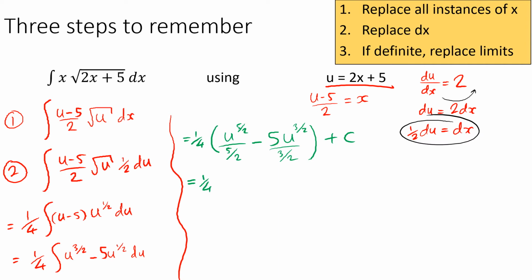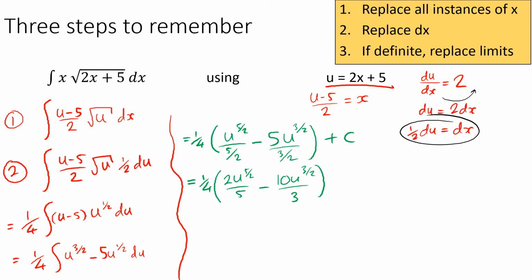So the first thing we could do is deal with those fractions. If we divide by 5 over 2, that's the same as multiplying by 2 over 5. So we could say this is 2u to the 5 over 2 over 5, and this is 10u to the 3 over 2 over 3. We still, I suppose, have our plus c over there.